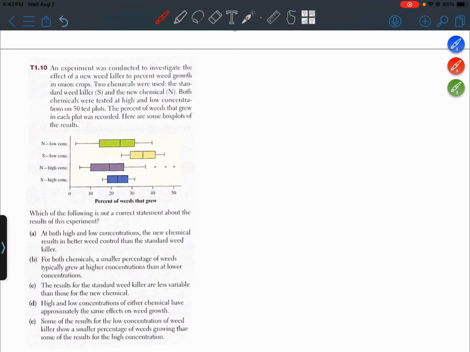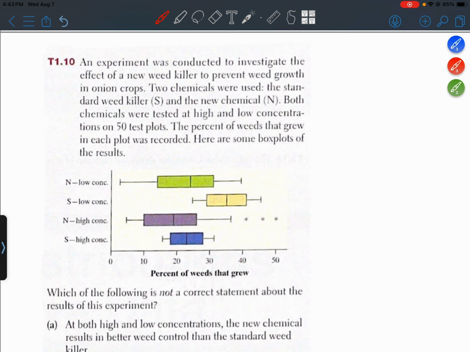All right, this is T1.10. It's the last multiple choice question on this practice test. An experiment was conducted to investigate the effect of a new weed killer to prevent weed growth in onion crops. Two chemicals were used, the standard weed killer, denoted S, and the new chemical, denoted N. Both chemicals were tested at high and low concentrations on 50 test plots. The percent of weeds that grew in each plot was recorded. Here are some box plots of the results.